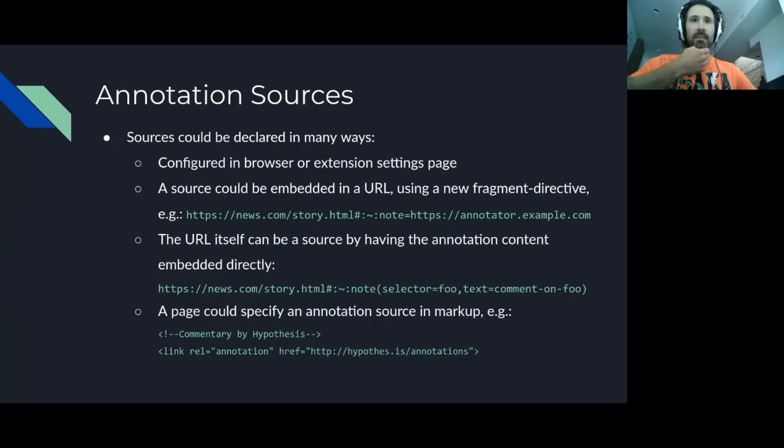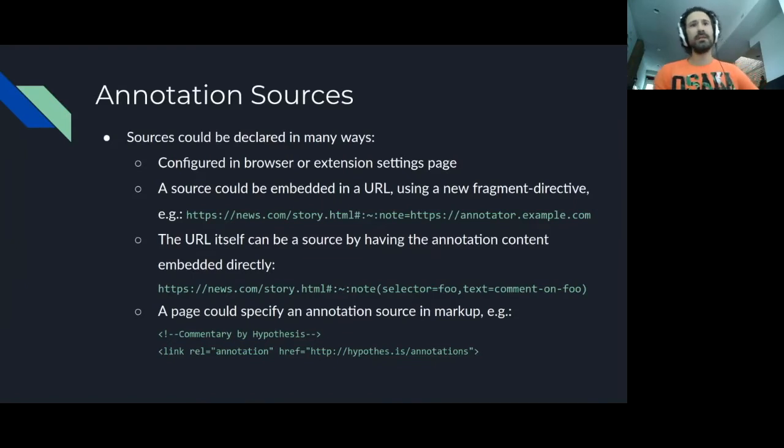Related to this, a URL itself could be a source. So we could actually embed the data into the URL. This kind of mirrors the text fragment approach we had. This would be really nice for very ephemeral type annotations. So say that you just want to share a quick comment with a friend. You wouldn't even need a server in this case. You would just encode all of the data that you need into the URL.